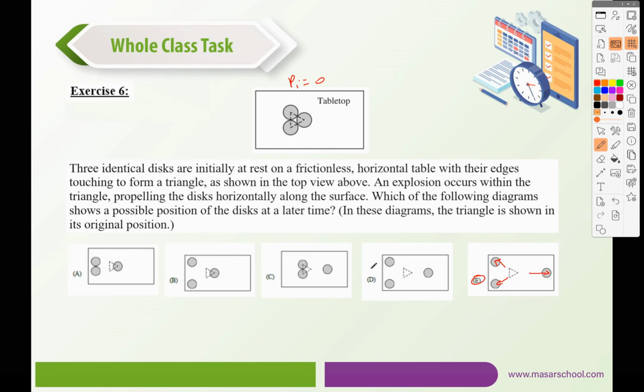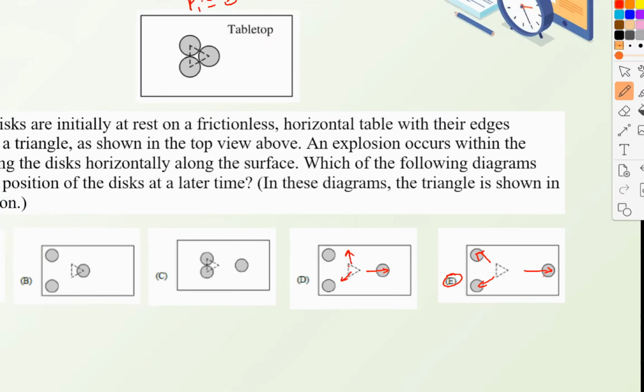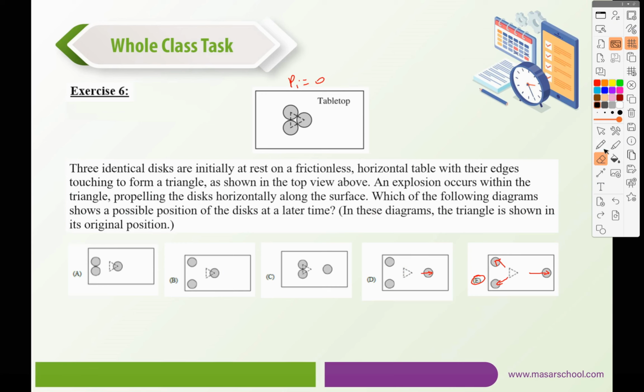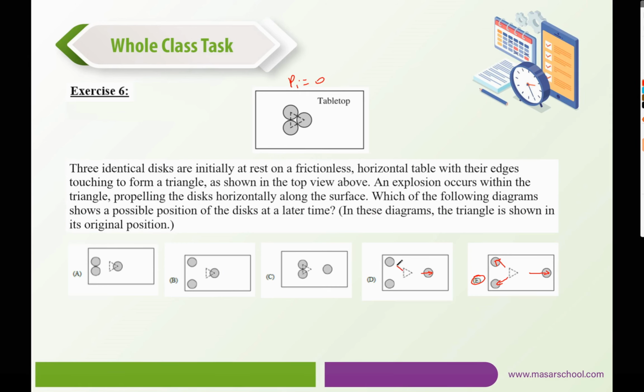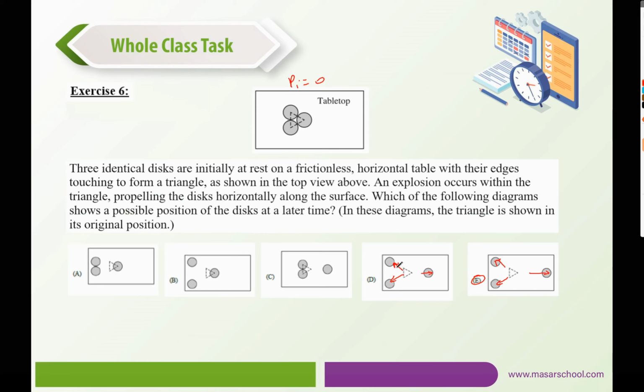D is wrong because this is moving to the right, that would be left down, that would be left up. But notice that they are separated by the same distance from the triangle, and if you add up these two vectors, we would have a momentum to the left which is greater than the one to the right, which means that they don't sum up to 0.